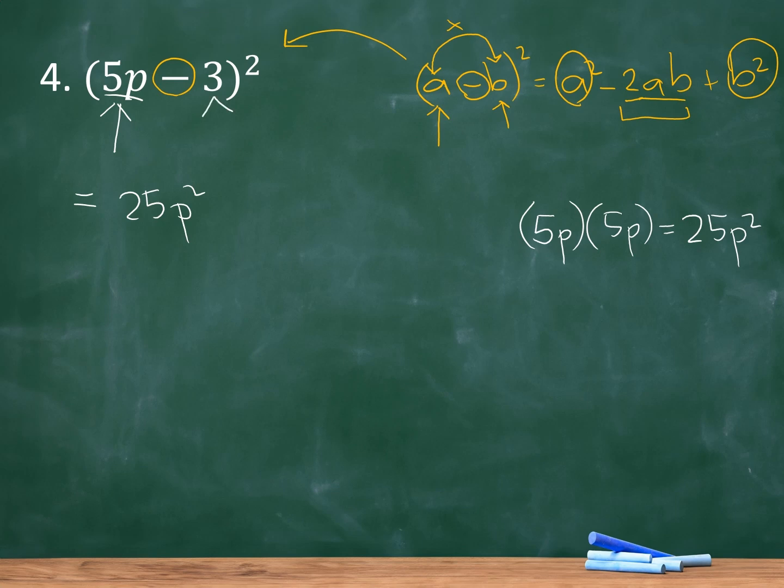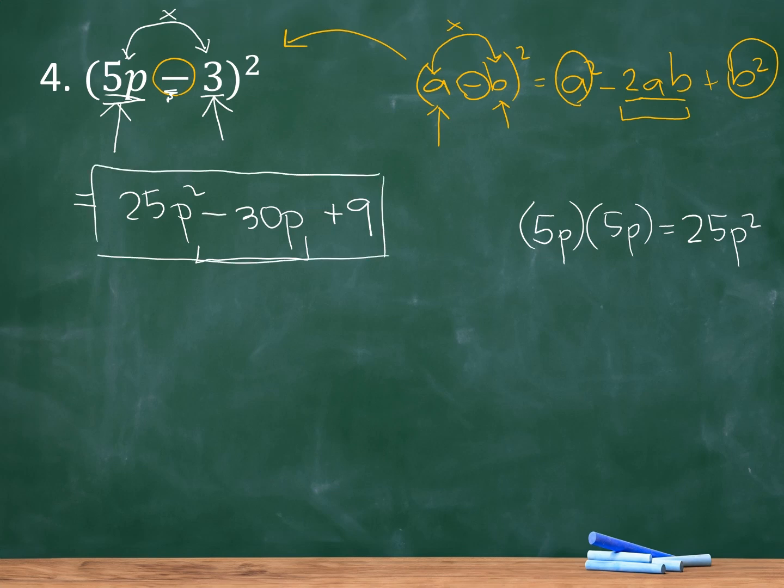And then we square the second term, so that's 3 times 3 is 9, positive 9. And then how do we get the middle term? We will multiply the first term and the second term, so that's 5p times 3, that's 15p, and then we double it, or we multiply it by 2. So 15p times 2 is 30p. And then notice that we have a minus here, so we will also put minus here, and this is going to be our answer: 25p squared minus 30p plus 9.